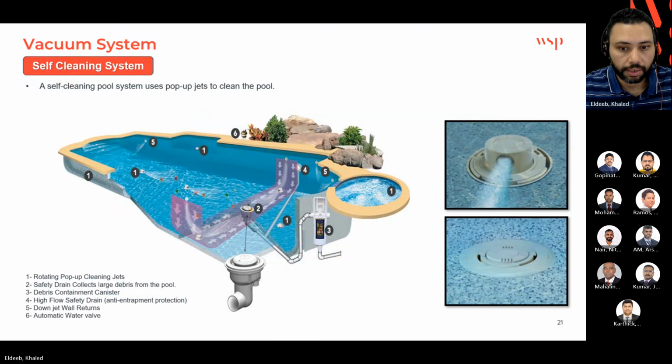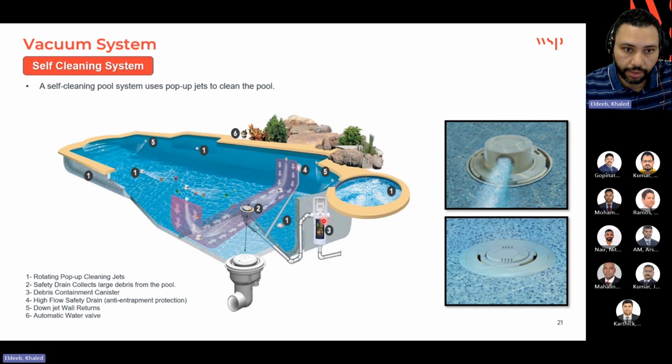Okay, and this is the second type of vacuum that we have here, called a self-cleaning pool system. This system uses pop-up jets, you see here, to push debris toward the main drain, which is located here, okay? Then it goes through pipes to containment. Here it's called a canister, or can, like a collection strainer.